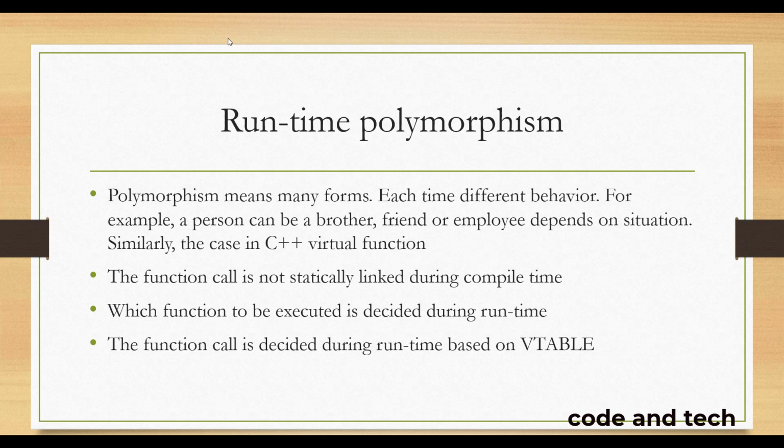Another term for virtual function in C++ is runtime polymorphism. Polymorphism means many forms, each time a different behavior. For example, a person can be a brother, a friend, or an employee, depending on the situation. Similarly, this is the case with a virtual function in C++.